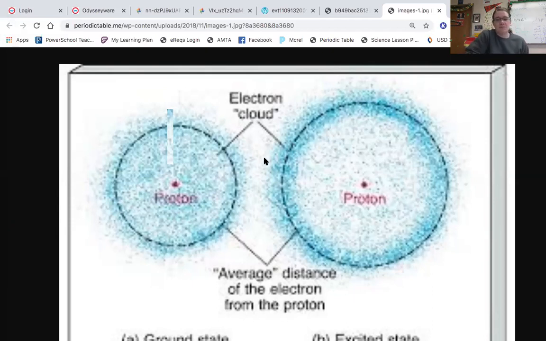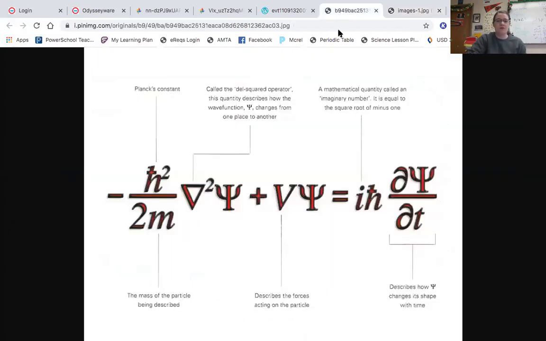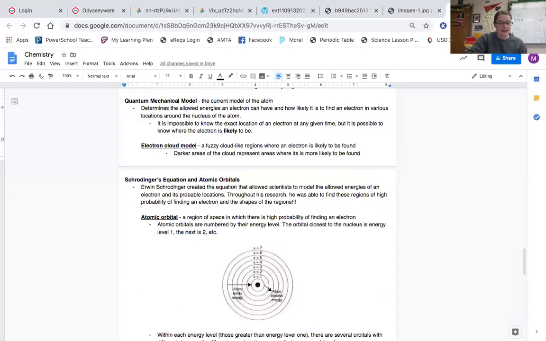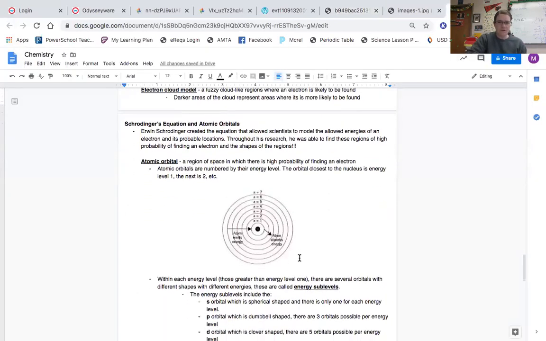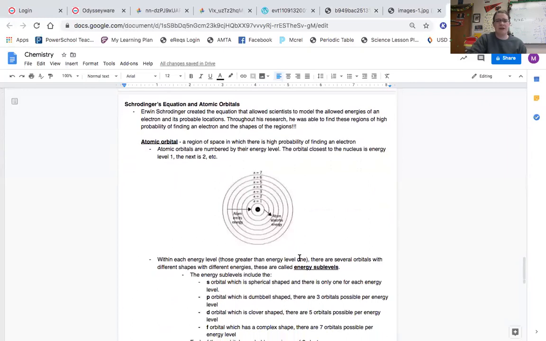Now, one scientist pushes this a little bit further for us, which is Schrodinger. So Schrodinger comes up with this equation, and his equation gives us energies and energy levels which electrons can have. In fact, his equation will also let you find the shapes of our orbitals. And so an atomic orbital is really just a region of space where, again, there's high probability of finding an electron. And so that's where we see our little clouds.